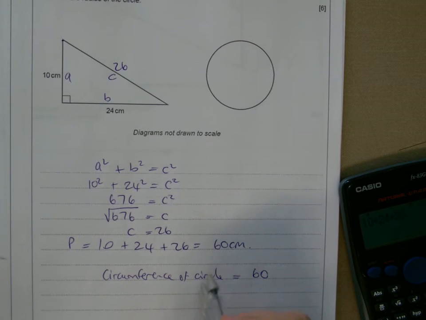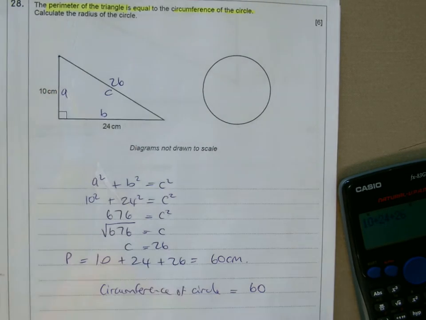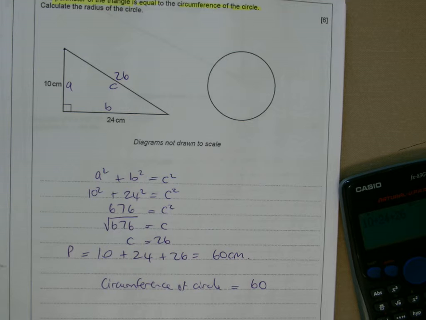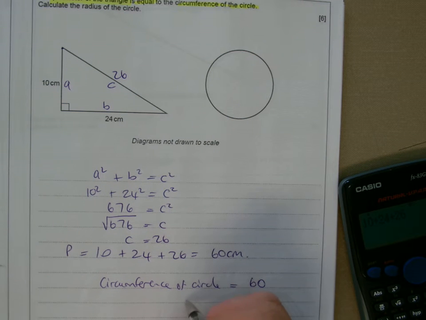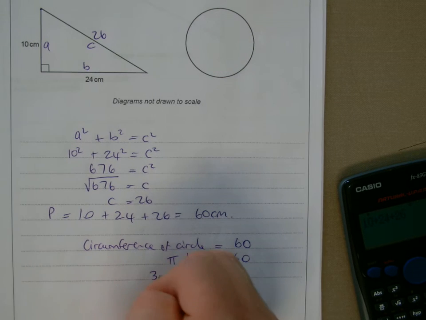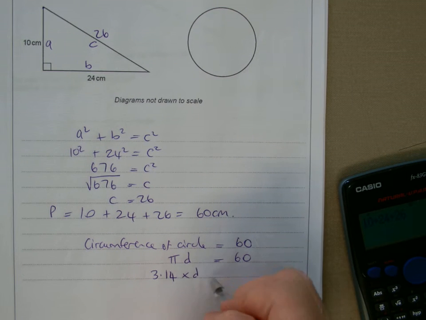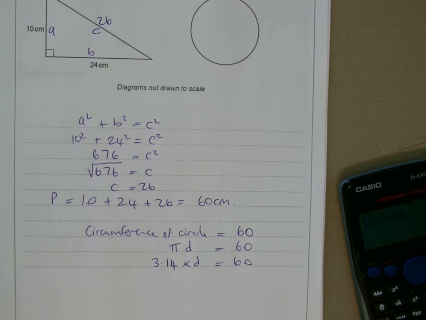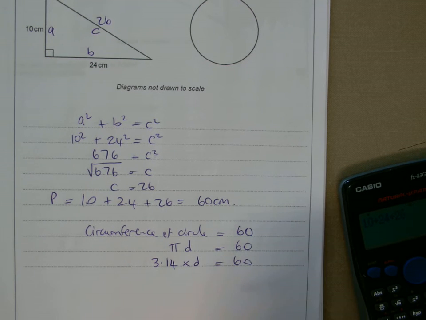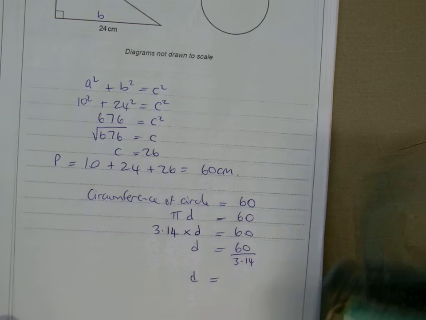So all we need to do now is figure out a way then of using this information to work out the radius of the circle. You need to know a formula. Okay, so the circumference formula of a circle is pi d. Okay, that's what it is. Pi times diameter, and pi is always given on the front page of the exam paper as 3.14. So if I put that in there, what I can do then is work out what d is. Okay, so just a bit of algebra here. Take the 3.14 over.